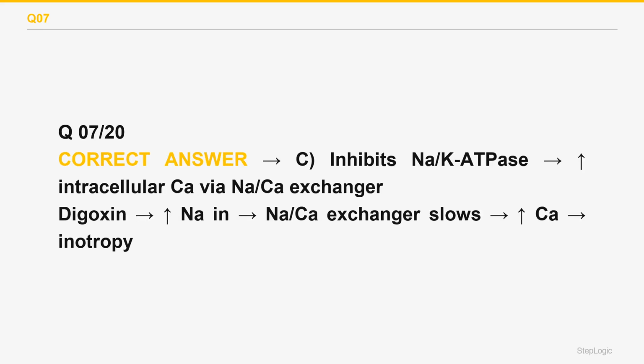The correct answer is C. The toxicity clues are classic: nausea, confusion, and the yellow-green visual halos, with scooped ST segments and arrhythmias. Critically, hypokalemia potentiates digoxin toxicity because potassium and digoxin compete for the same site on the sodium-potassium ATPase. Low potassium leaves more binding sites open. That is why this patient's diuretic-induced hypokalemia is dangerous. Correct the potassium and use digoxin-specific antibody fragments for severe toxicity.